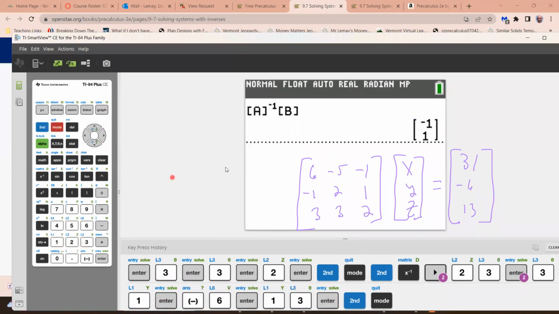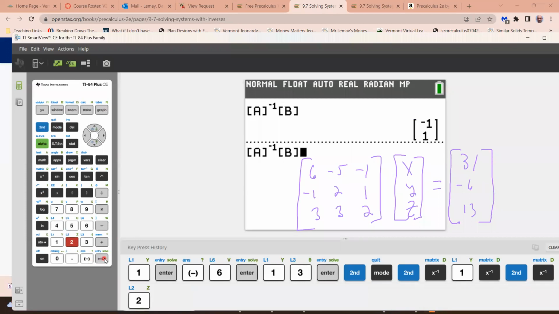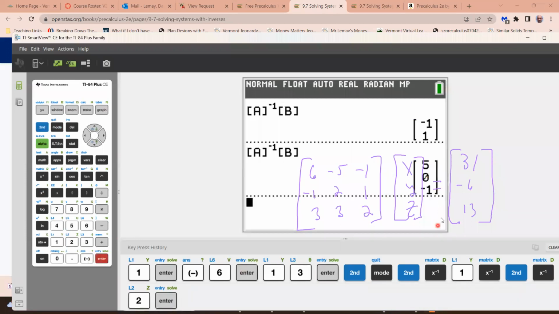And then I'll do, I mean, you probably know all the shortcuts. I could go up and grab that, but I'll walk you through it by hand. So we're going to do second matrix 1, hit x to the -1. Then we do second matrix 2, and we get 5, 0. So we do have an ordered pair here. We have an ordered pair of 5, 0, -1. Actually, not an ordered pair, it's an ordered triple.